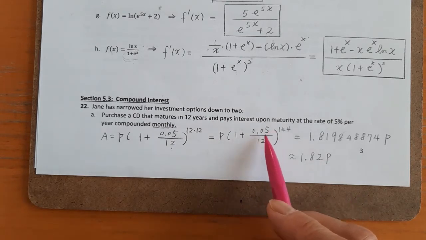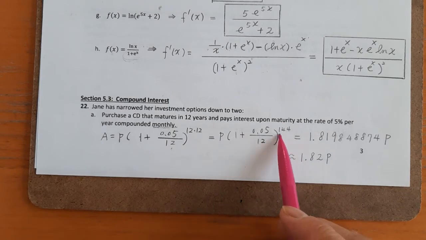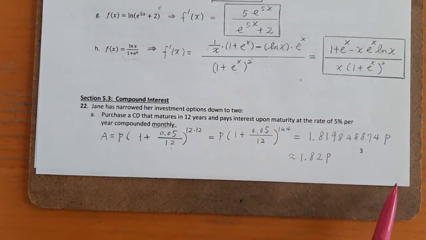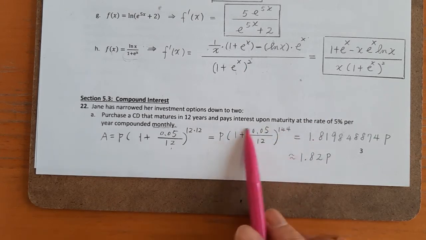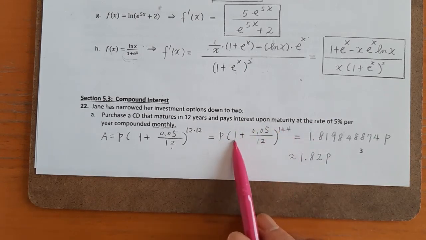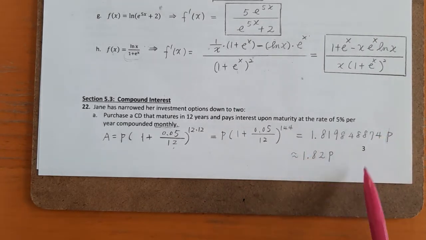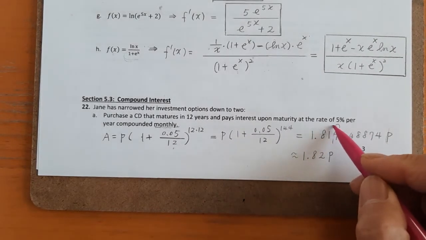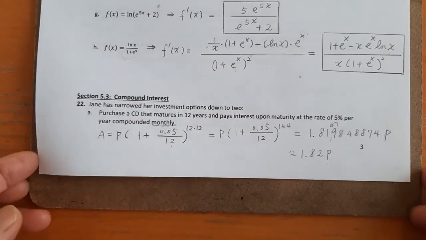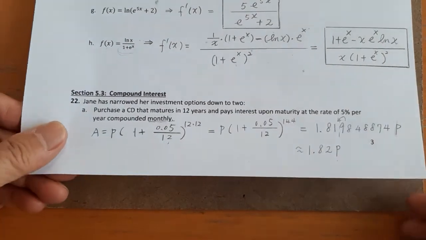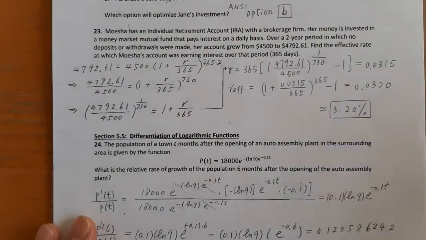And 0.05 over 12 is the monthly interest rate, and to the power of how many total months in 12 years. Then you figure out this one using a calculator. And P we don't know, so we leave the answer with P. You get 1 point, rounded is about 1.82 times the principal P. So this is the amount. And compare with option B.